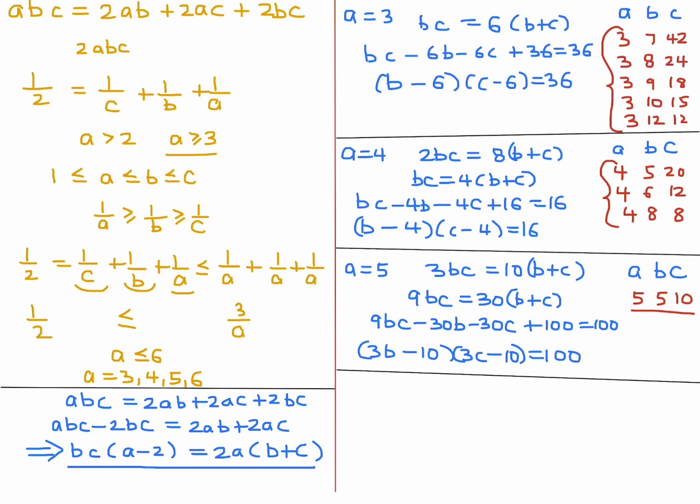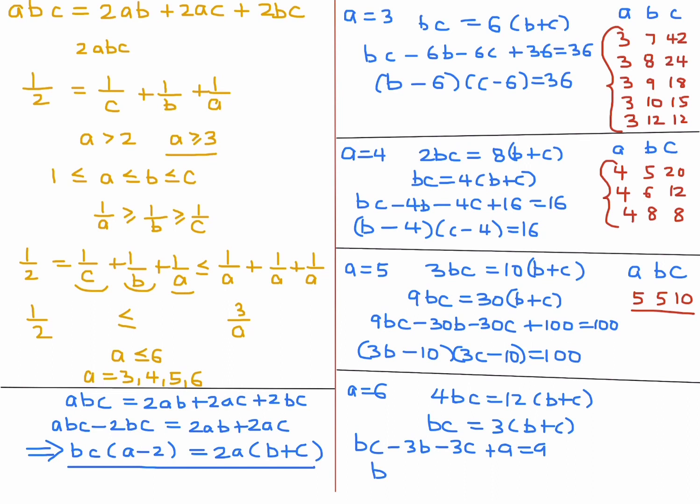And finally, we have one last one. That is A is equal to 6. And when A is 6, it becomes 4BC is equal to 12 times B plus C. And that becomes BC is equal to 3 times B plus C. And again, BC minus 3B minus 3C. If we add a 9 to both sides, it helps us factor. It becomes B minus 3 times C minus 3 is equal to 9. And let's see what we get for our ABC. I think we get just 6 and 6 is our only possible way of doing this. And of course our A is 6.